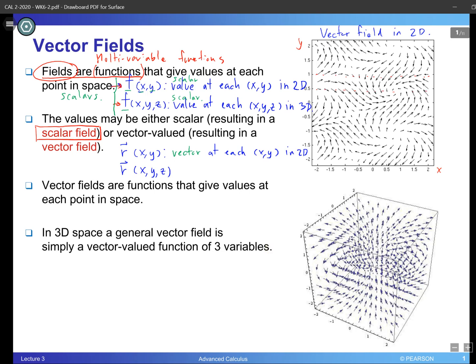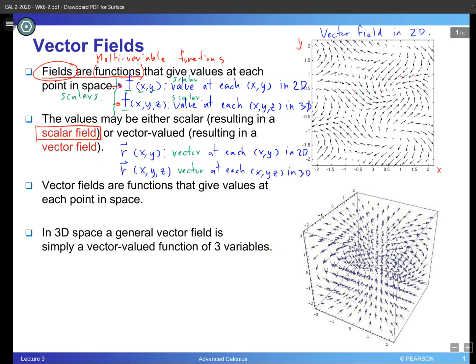Now, we can do the same for three-dimensional space. So for this xyz, it's going to be a vector again: a vector at each location, at each xyz in 3D.